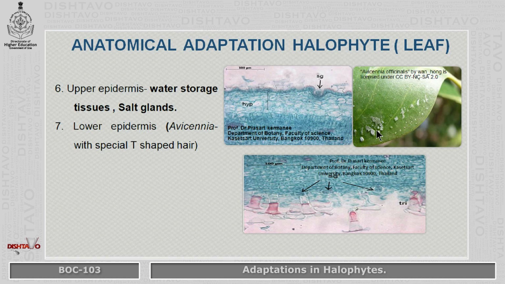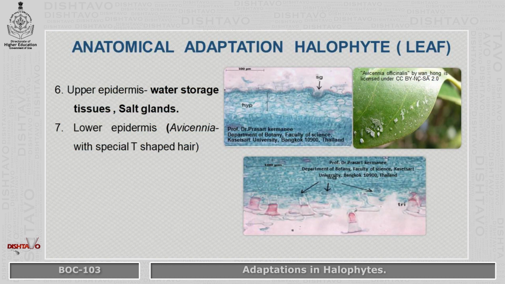Now, in this picture, we can see that the leaf is showing some salt exudations. This is because the salt concentration in the plant body has increased. As a result, they are excluding it out through the salt glands. In some species like Avicennia, the lower epidermis shows T-shaped hairs. These are called trichomes and they help in defense.